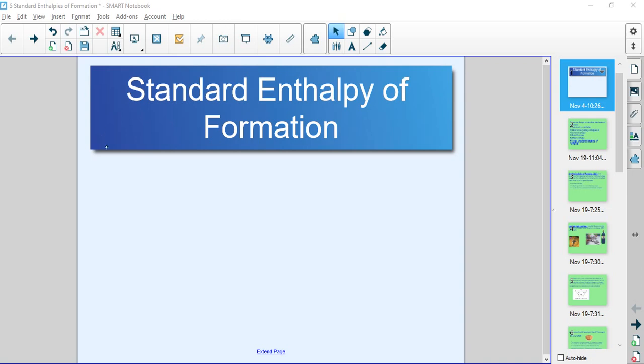This video is going to be on our next topic, standard enthalpies of formation. At this point, we've talked about enthalpy, calorimetry, and how to calculate changes in energy using calorimetry. We also looked at another method using Hess's law to calculate enthalpy. We looked at molar enthalpies, and finally, standard enthalpy of formation is another way to calculate enthalpy changes.